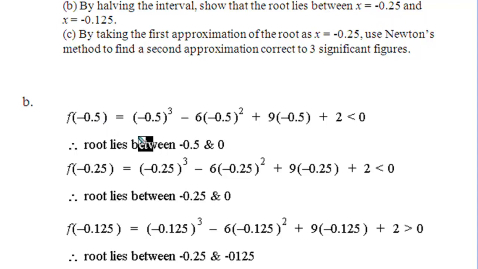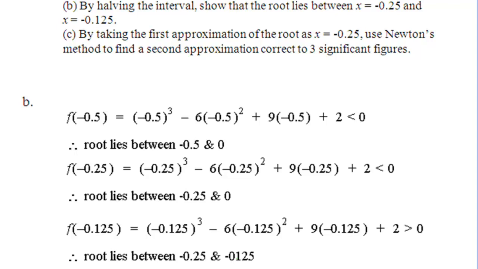Well, we know it lies between -1 and 0. So let's take -0.5. We get it negative, so we've limited our interval between -0.5 and 0. We sub in -0.25, halfway between the previous interval. We get that it's negative, so the root now lies between -0.25 and 0. Halve it again, and we get 0.125, which is greater than 0, which means our root lies between -0.25 and 0.125. So there's our interval that we wanted to find.